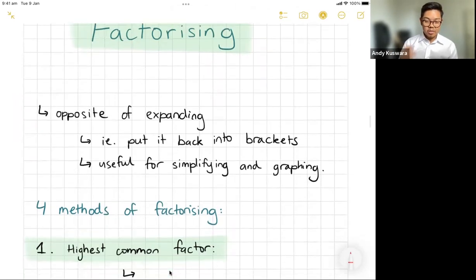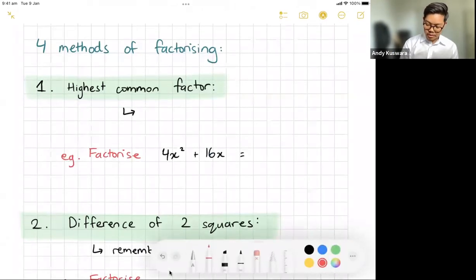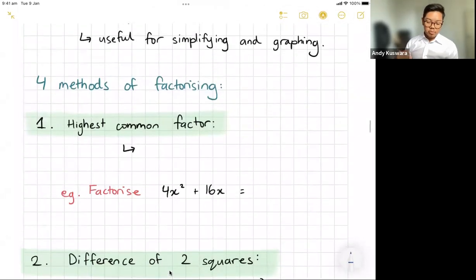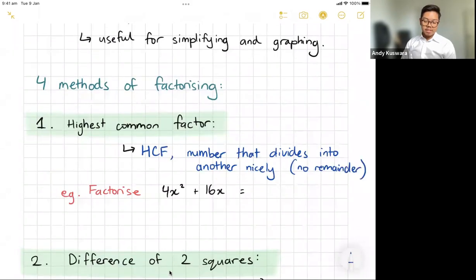Now, there's four main methods, and I'm going to do a bit of an example of each. The first one is probably the easiest, or the most common: we want to find the highest common factor. Sometimes we call it a HCF. Ideally, it's just a number that divides into another nicely. What I mean by that is no remainder. So the highest common factor is the highest number. Not just any number, but the highest one.